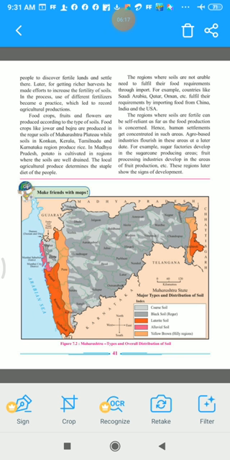For example, sugar factories develop in the sugarcane producing areas. Fruit processing industries develop in the areas of fruit production. So, depending on what is the production of that area, according to that the agro-based industries are set up. These regions later show the signs of development. So, these regions are showing the signs of development means what?